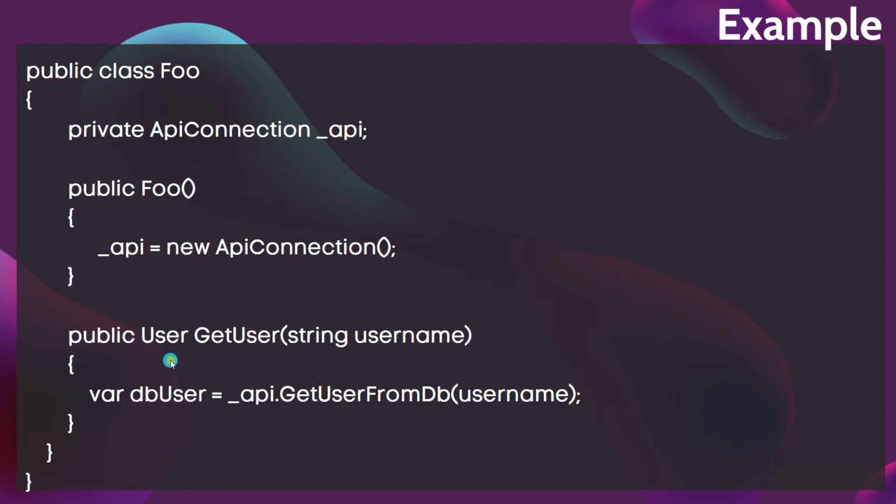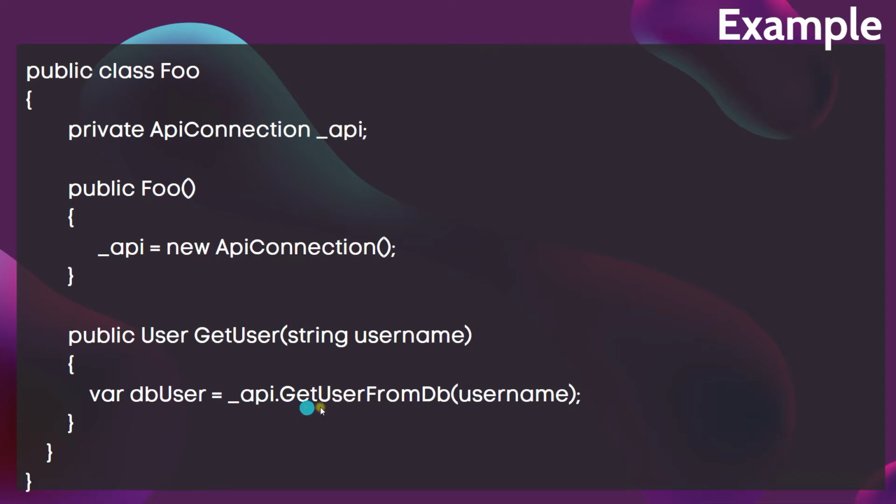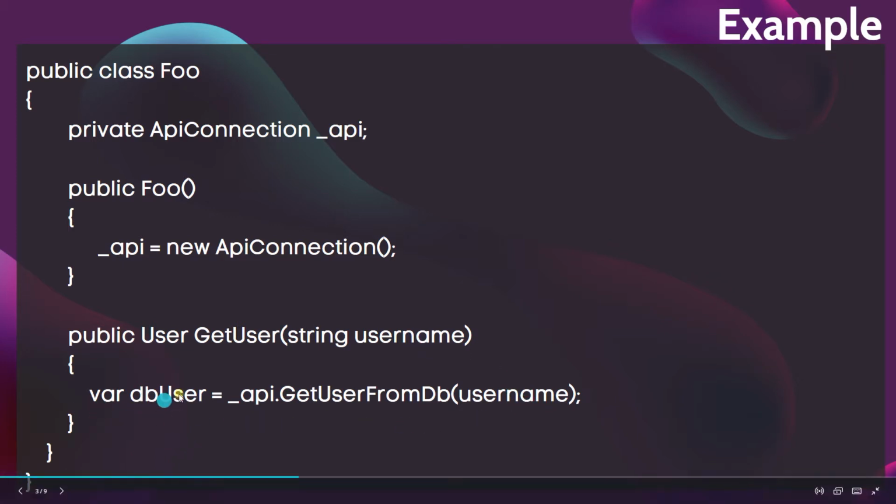And then we have a method down here called getUser that takes a username in, and it uses the API and gets that user from a database by username. So we pass it in a username, and it gives us back some dbuser.